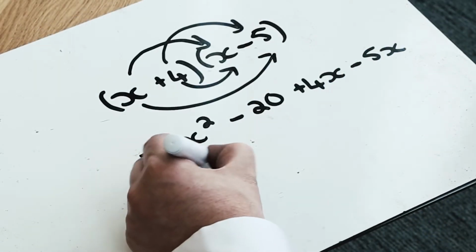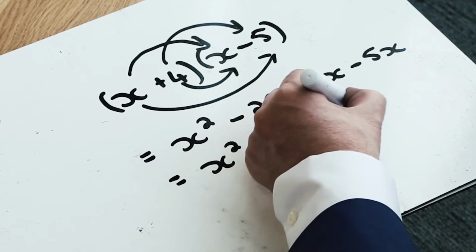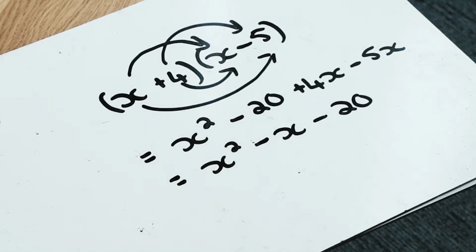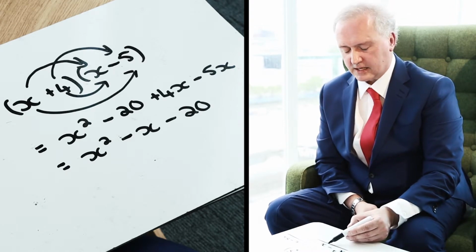Now instead of writing minus 1x, I can just write minus x. And then I pop the minus 20 on the end. And I get a correct answer when I'm expanding those brackets as x squared minus x minus 20, and that's my correct answer.